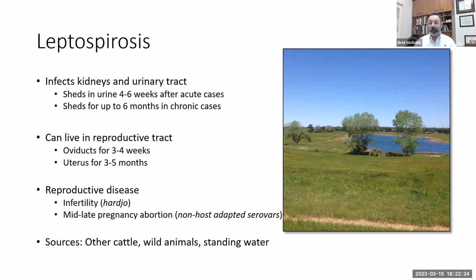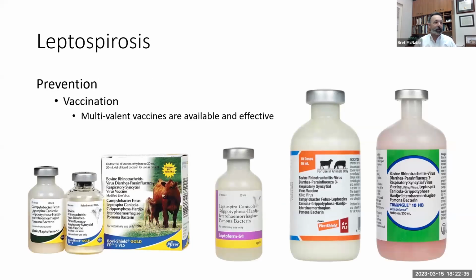So something that we do see from time to time in beef cattle, typically, again, if we're seeing infertility issues or perceived infertility issues, it's going to be those Hardjo-bovis strains. And if we're seeing big abortion storms, it's going to be those non-host adapted serovars. So we have a lot of vaccines available. Many of these are going to be used once or even twice a year in extreme cases. But you'll see that most of these vaccines have an L in their name. So an L and then how many serovars of leptospirosis are included.